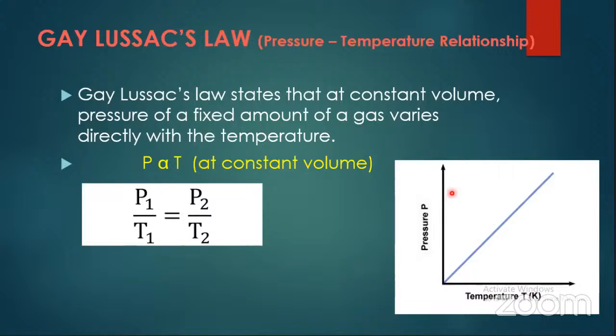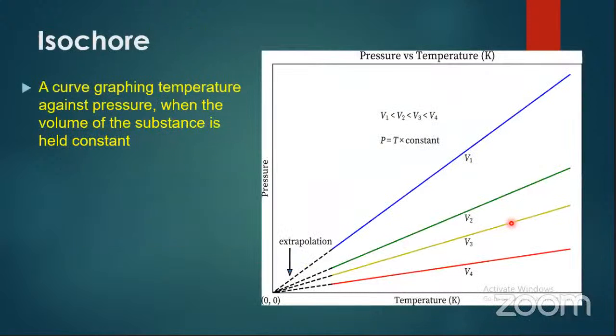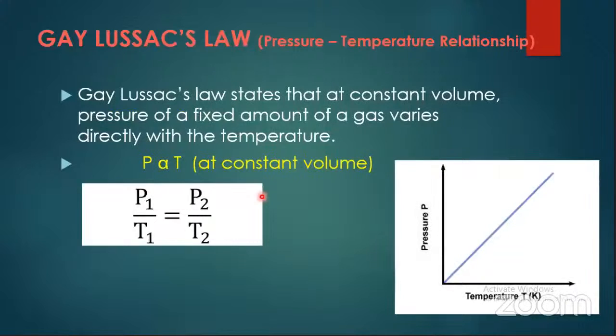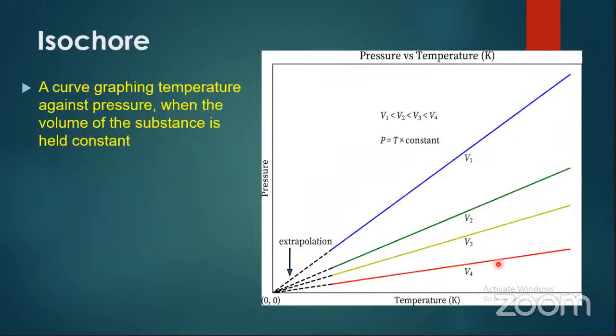So pressure versus temperature graph is taken. As I have already said, for any A versus B directly proportional relation, there will be a straight line in the graph which passes through origin. So isochore is taken. What is this Gay-Lussac's law? At constant volume, isn't it? If you perform an experiment at constant volume and plot a graph, that graph is considered as an isochore.